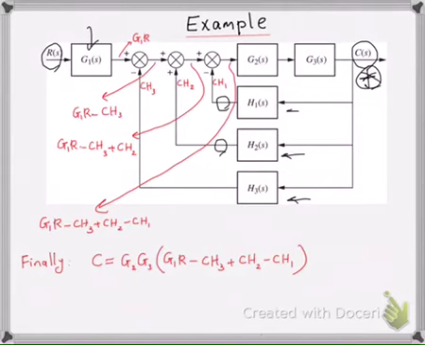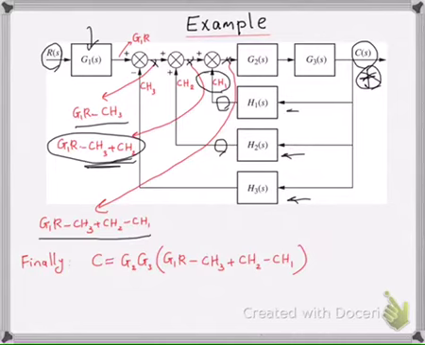So really the output of the first summing junction is just going to be G1R minus CH3. The output of this second summing junction is going to be G1R minus CH3 plus CH2, and that's what you see here. For this third one, the output of the third summing junction is going to be exactly what we had as the input to this third junction, G1R minus CH3 plus CH2, and then we have here minus CH1.